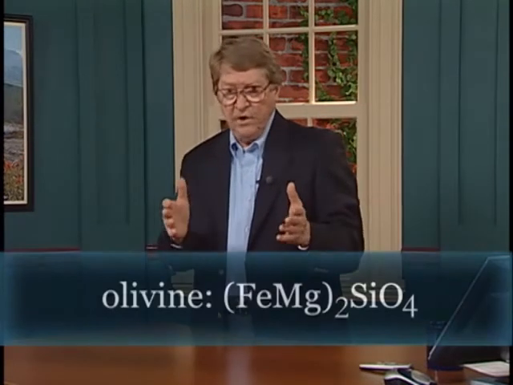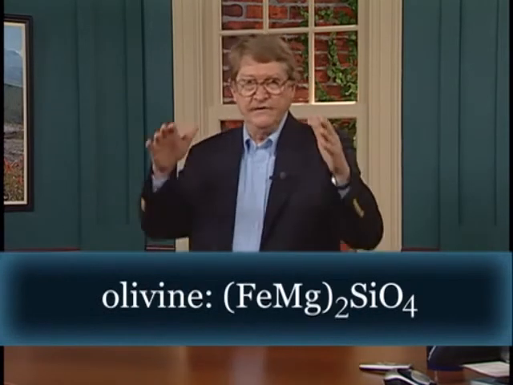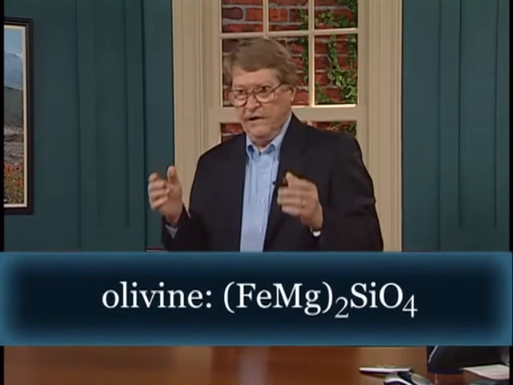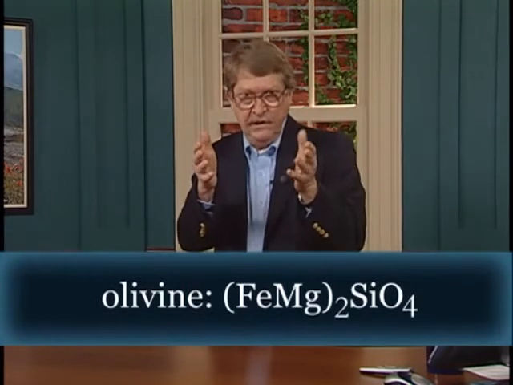But the problem is, if you look at the formulas for some of these minerals, and let's just look at the one for olivine because it's the easiest one to remember. Olivine is iron magnesium silicate. A chemist would write the iron and magnesium in brackets and then silicate.